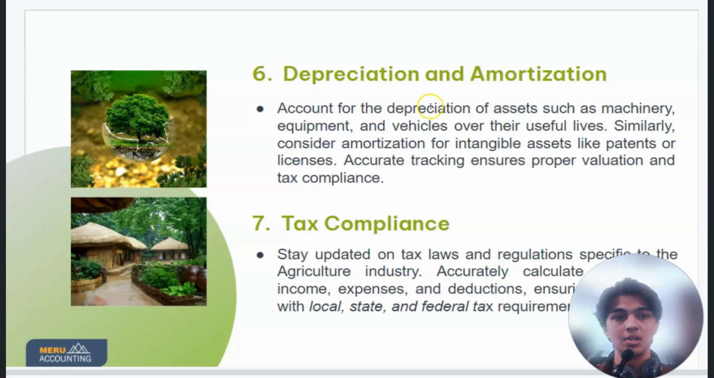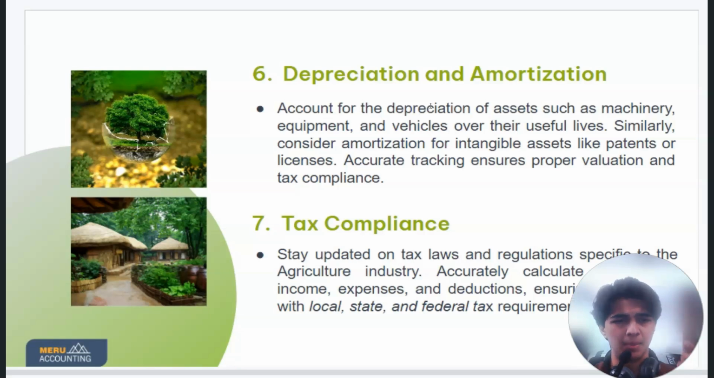Next is depreciation and amortization. So what is depreciation? Depreciation refers to assets that depreciate over time. You will need to account for the depreciation of assets such as your machinery, your equipment, or any other vehicles over their useful lives. And the amortization.